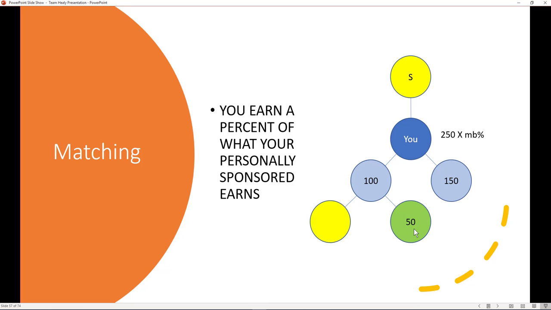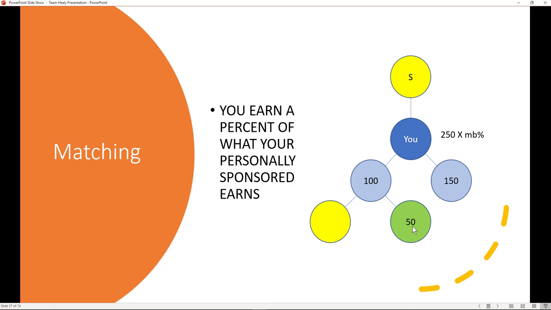So terminology-wise, this is your level 1 matching, the people that you enrolled directly. Level 2 matching is the people that they've enrolled. Level 3 matching is not shown here, but if this person with 50 enrolled a person themselves, that would be level 3 matching. So this has nothing to do with people that your sponsor or people above them have enrolled. It just has to do with the people that you yourself have enrolled or the people that they've enrolled. Okay, so that's important to understand.